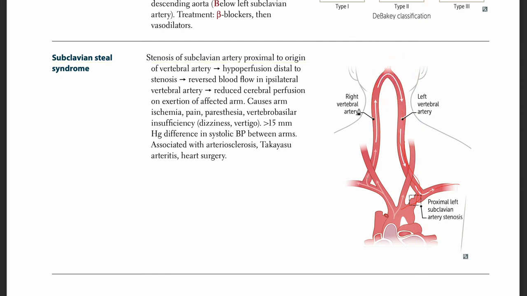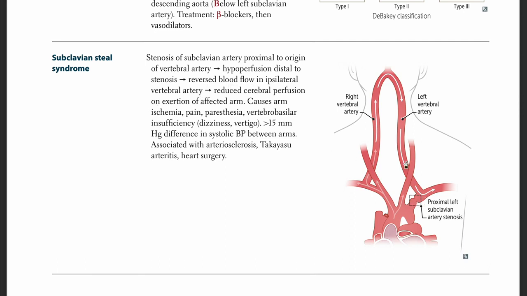Okay, so I'll read that again. Stenosis of subclavian artery proximal to origin of vertebral artery. This will cause hypoperfusion distal, so that would be distal away from the core, to the stenosis. So this will cause reversed blood flow into ipsilateral vertebral artery. Okay.